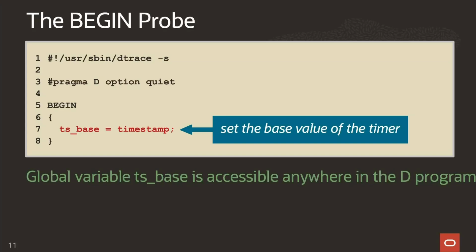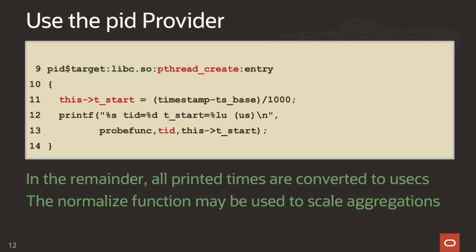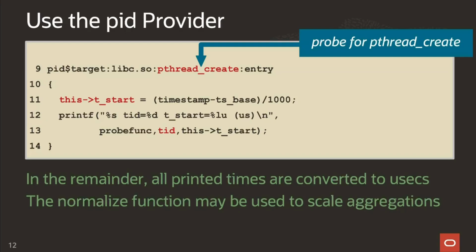Lines 5 to 8 are the BEGIN probe, but it actually only has one line at line 7. At line 7, we use that timestamp variable, and we assign it to a variable called ts_base, and that sets the base value of the timer. It's a global variable, so it's accessible anywhere in the D program, and that's exactly what we want. We're also using the PID provider to look at that function pthread_create. So we write a probe, in this case an entry probe for pthread_create.